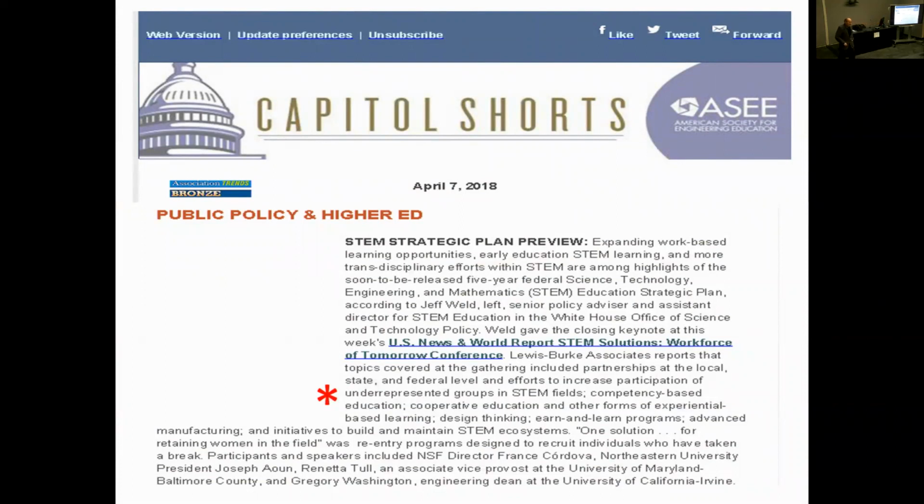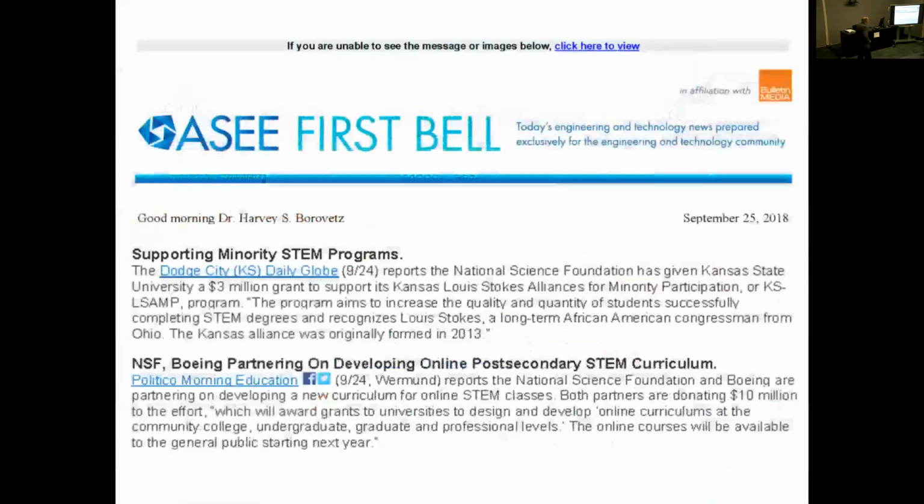So if this concept is reaching the White House, then in the best of all possible worlds, funding will be made available to help that occur. So I personally think this is a very positive outcome to see what we're discussing making it all the way to the White House policy office. Another thing you see is supporting minority STEM programs. And throughout all these ASEE First Bells, you saw NSF and other organizations providing millions of dollars actually to enhance STEM education opportunities for minority programs, which I think is very exciting.